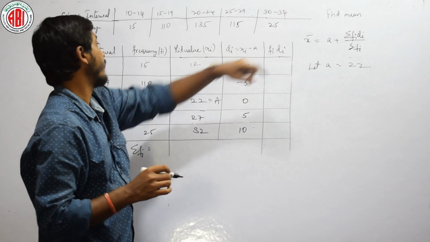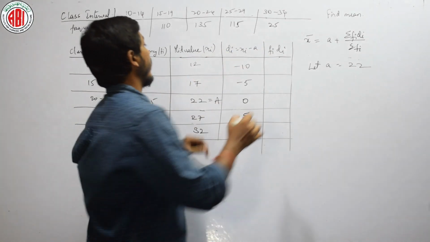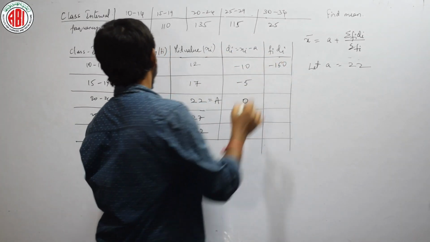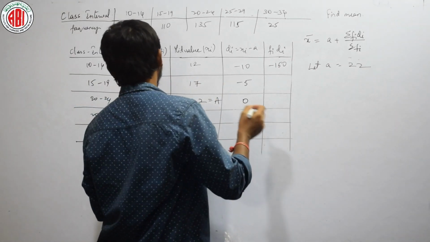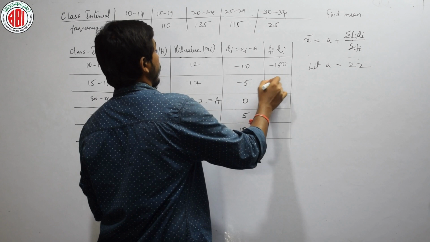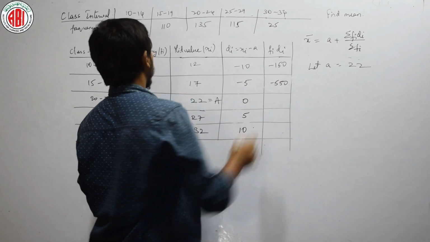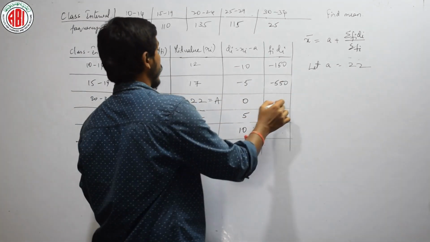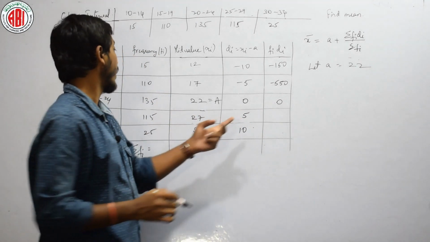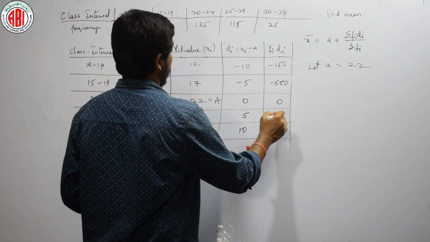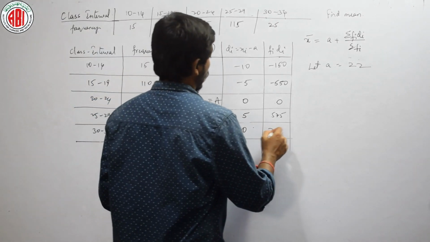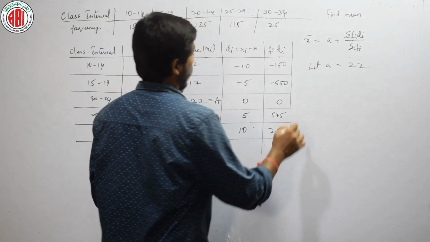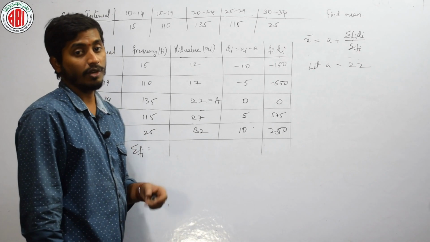Now I have to find Fi di. Fi di is minus 150, then 110 into 5, that is nothing but 11 5s are 55, so 550. The next, 135 into 0 is 0, 115 into 5, how much is it? 575. The next, 25 into 10 is 250. Okay. What is it that we have to do now?